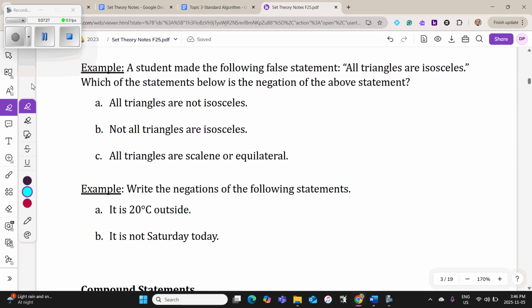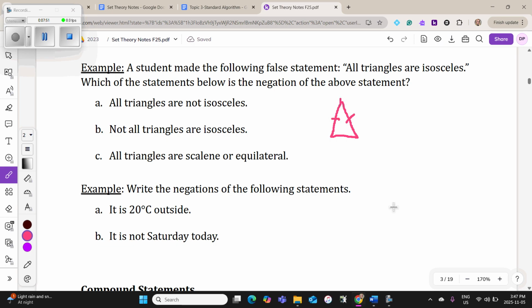Okay, our next example is a multiple choice question. It says a student made the following false statement. All triangles are isosceles. So just so you guys know, isosceles triangles mean that two of the sides are the same and one side is different. So it says all triangles are isosceles. The first thing I know about that statement is that it is false. We have other types of triangles as well.